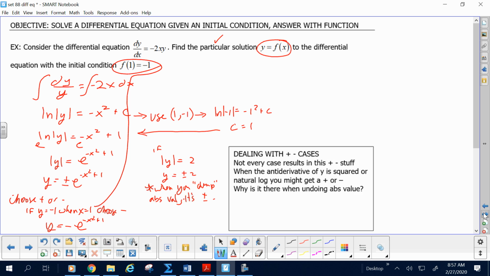All right. Are you tracking so far? Yes. Okay. Anybody have a problem with this answer? If you were to check your answer, what would you say? So let's check. If y is negative e to the negative x squared plus 1, how would I check that I did this right? Well, I could use the initial condition and make sure it passes through that.